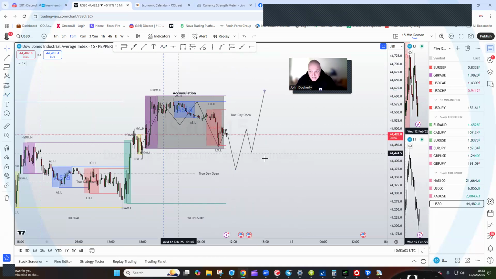The reason why I'm picking this side at the minute is because we're on the sell side more so than the buy side of the US 30 at the minute. And that's where we are at the minute, guys.